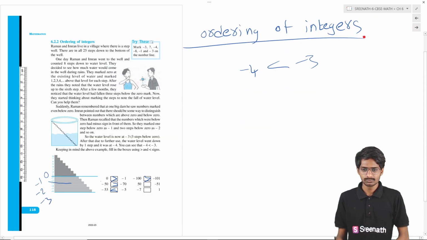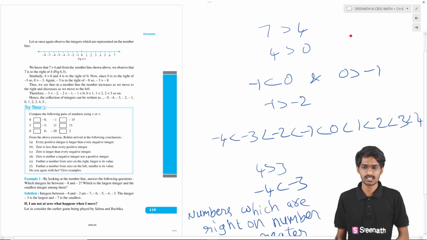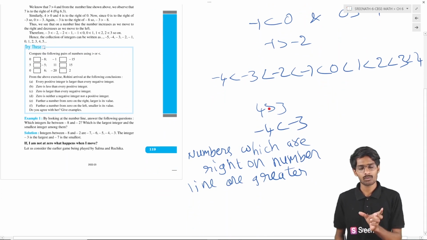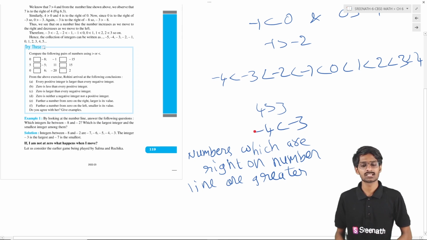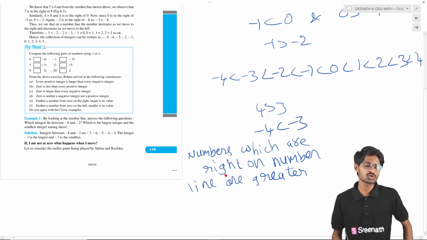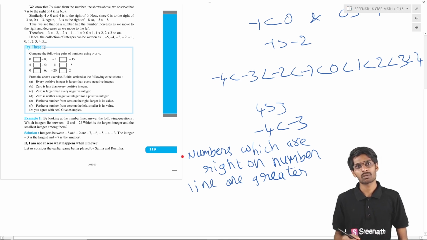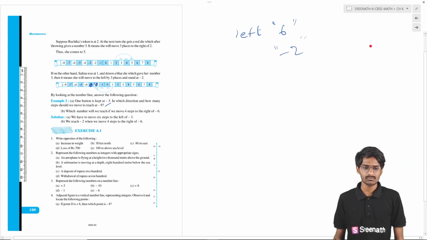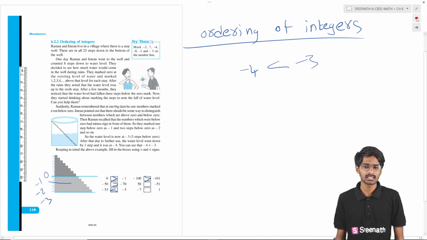Okay, next thing, ordering of integers. 7 is greater than 4, but minus 7 is less than minus 4, students. 4 is greater than 3 in normal positive integers, but whenever there are negative integers, minus 4 is less than minus 3. On a number line, numbers which are on the right are greater, and the numbers which are on the left side of the number line are lesser, students. Okay, so that is how we represent the ordering.